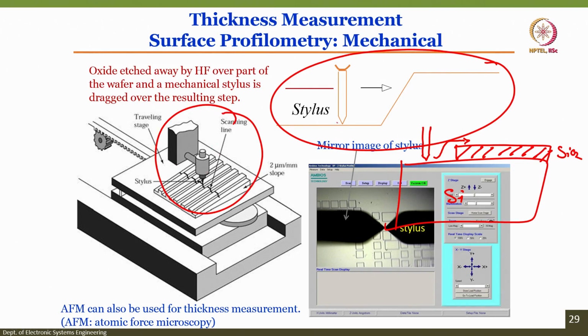So, when it goes from this to this, there is a height, right? So, that height we can record with the help of the alpha step profilometer. The same technique can also be used to measure the roughness of the silicon wafer or the roughness of the material on the silicon wafer, either or both, because a silicon wafer can be single side polished or double side polished.